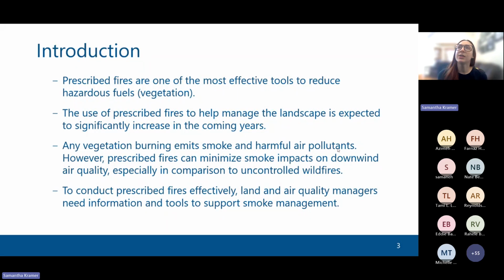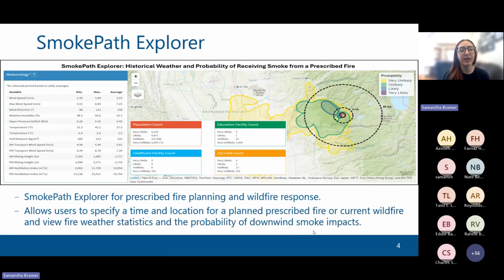And so as a team in the wildfire and prescribed fire space, we need to come up with ways that we can get more fire on the ground now, but also unify our approach and be able to plan further in advance. So to that point, this project was funded by CAL FIRE to generate the SmokePath Explorer, which can allow for prescribed fire planning and potentially wildfire response in terms of smoke and exposure.